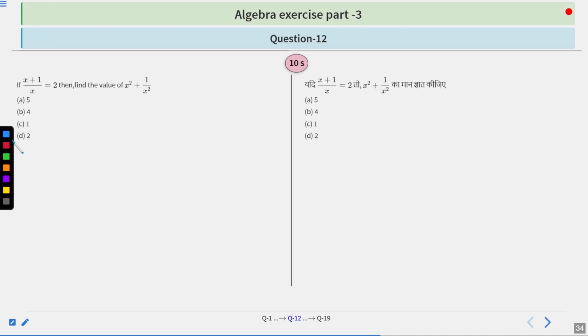Next, if x plus 1 upon x is equal to 2, then find the value of x square plus 1 upon x square. And options are option A 5, option B 4, option C 1, and option D 2. These are the options. And I'm giving you 10 seconds to find that which one of them is correct. After that, I will do the solution for you.